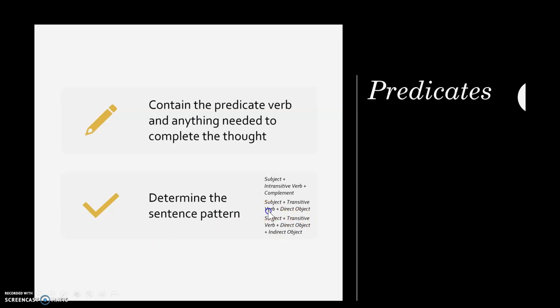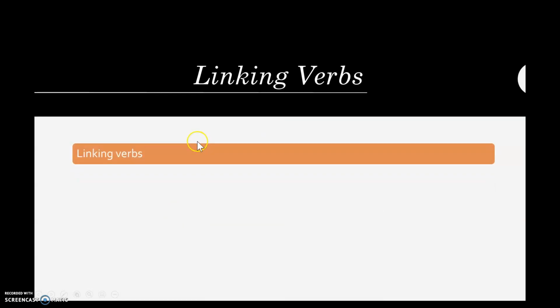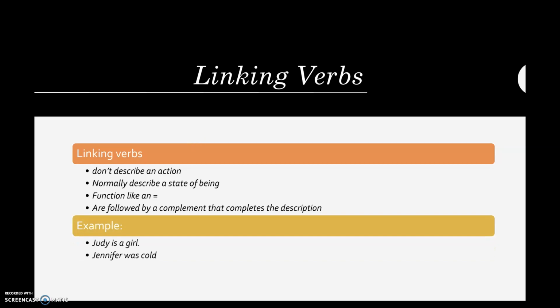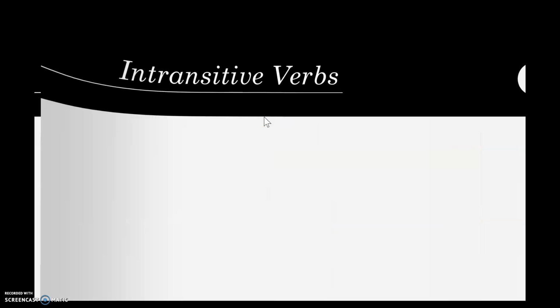We'll go into more detail about those in a second. Linking verbs are verbs that do not describe an action. They normally describe a state of being. They function like an equal sign, and they are followed by a complement. Here, complement is spelled with an E to mean complete, not a statement of admiration, that completes the description. So, for example, Judy is a girl. Judy equals girl. Jennifer was cold. Jennifer equals cold. That's what linking verbs do.